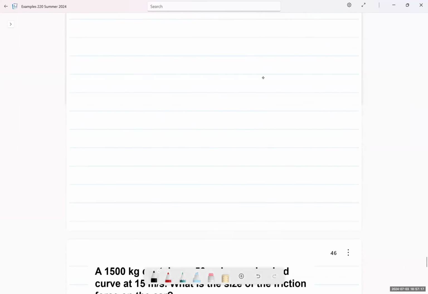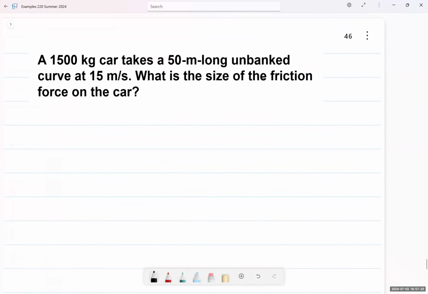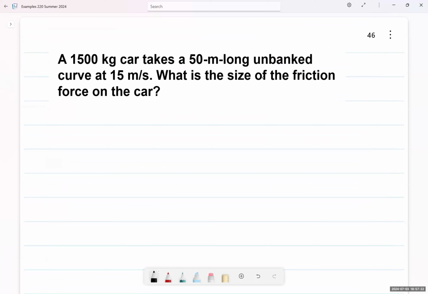All right, so this is the example that I was talking about. So let's look at this example here. We have a 1,500 kilogram car that takes a 50-meter long unbanked curve at 15 meters per second. Think of this as the unbanked road. That means this is a flat road, kind of looking from the side.